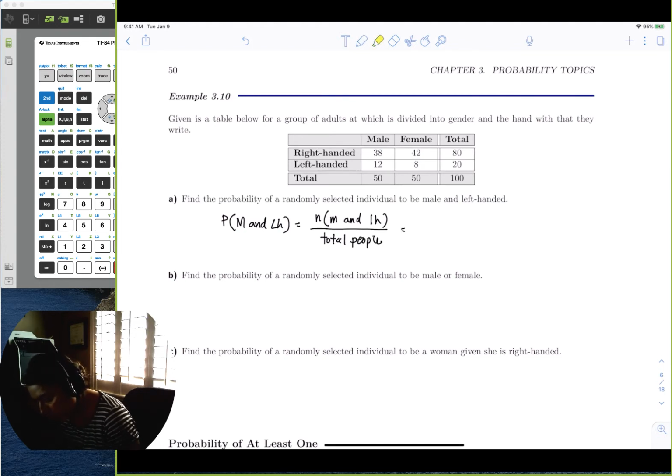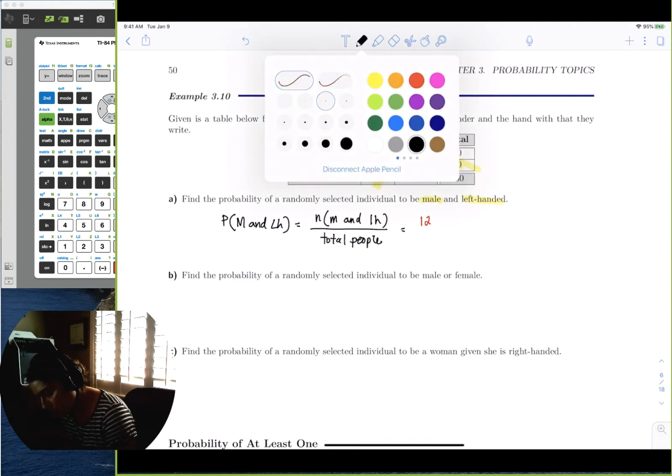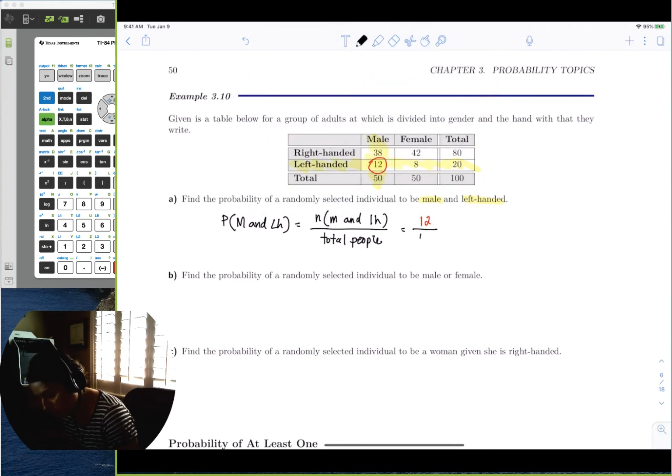Okay, so to be male and left-handed, those give us some overlap, right? So that would be 12 over 100 people in my sample. Okay, and then we could reduce this or see that it's 0.12 or 12% or 3/25.